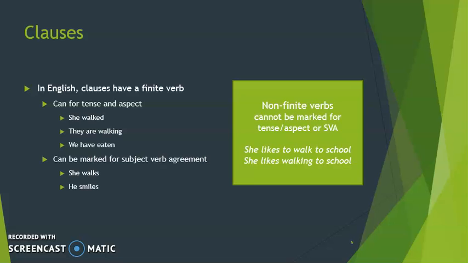Just to clarify, non-finite verbs cannot be marked for tense and aspect or subject-verb agreement. The example here is the sentence she likes to walk to school. Walk is a verb, a verby word, but to walk is an infinitive, and you can see that likes is the verb that's marked, and to walk, even if we put the sentence in past tense, would not be marked for past tense. She liked to walk. The to walk would never change. Same with she likes walking to school, the gerund.